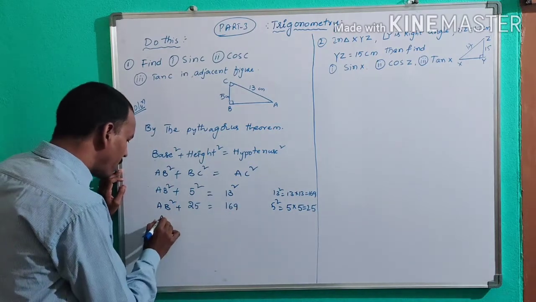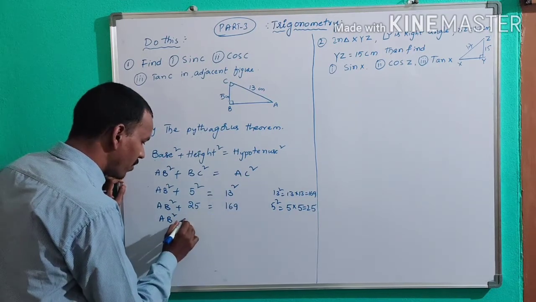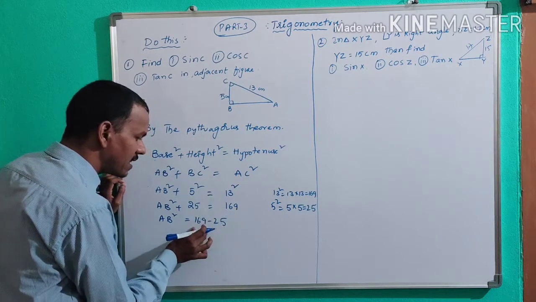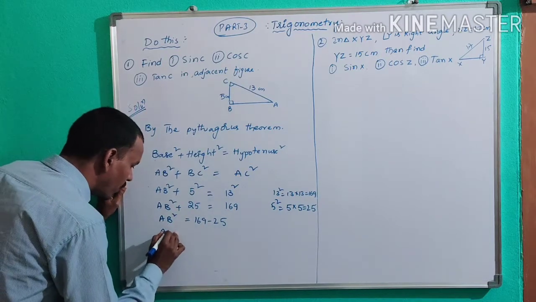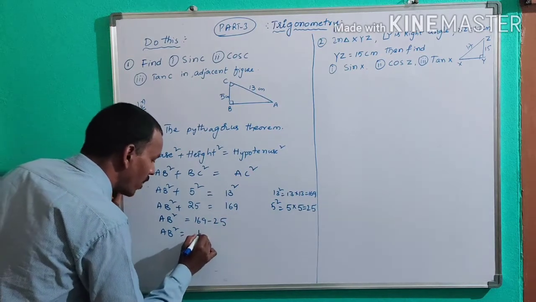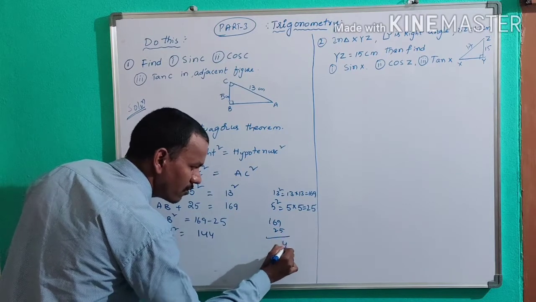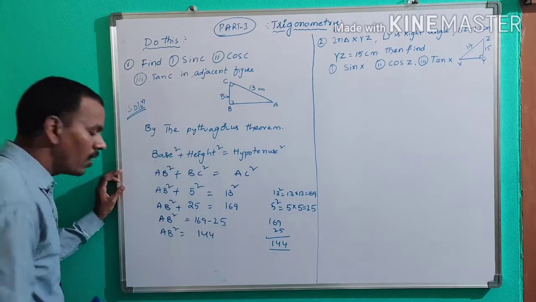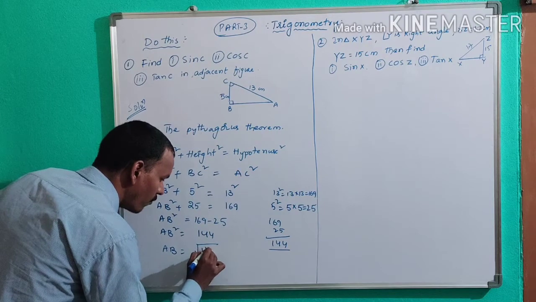So AB square, plus 25 will become minus 25. AB square is equal to 169 minus 25. 169 as it is written, and plus 25 will become minus 25. So from that, AB square is equal to 169 minus 25, which is equal to 144. 169 minus 25: 9 minus 5 is equal to 4, 6 minus 2 is equal to 4, and 1 is remaining. 144. Now AB is equal to, this square will become root 144.